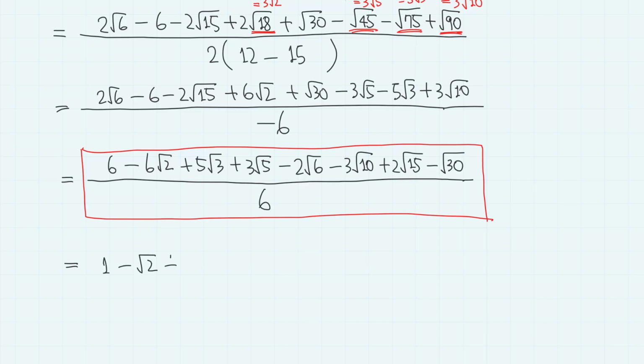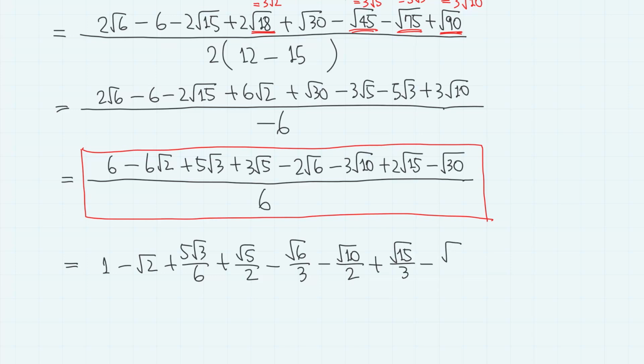Or if you want to split into individual fractions, you can also write this as 1 minus square root of 2 plus 5 square root of 3 divided by 6 plus square root of 5 divided by 2 minus square root of 6 divided by 3 minus square root of 10 divided by 2 plus square root of 15 divided by 3, then minus square root of 30 divided by 6.